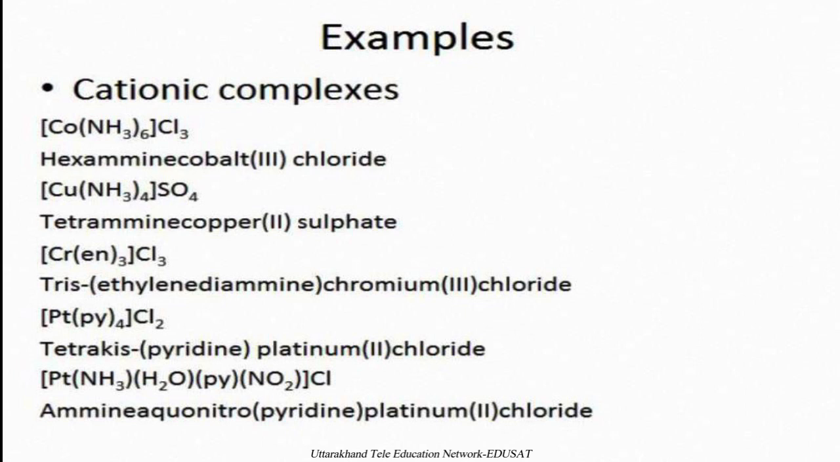Another example of a chelate compound is pyridine. It is tetrakis(pyridine) because 4 molecules of pyridine are directly attached to the platinum. Tetrakis(pyridine)platinum(II) chloride.